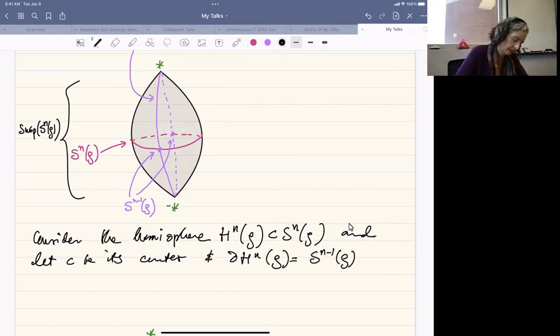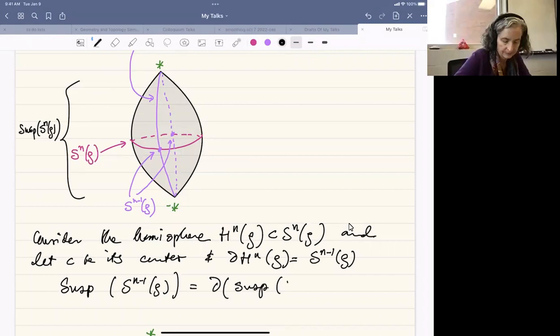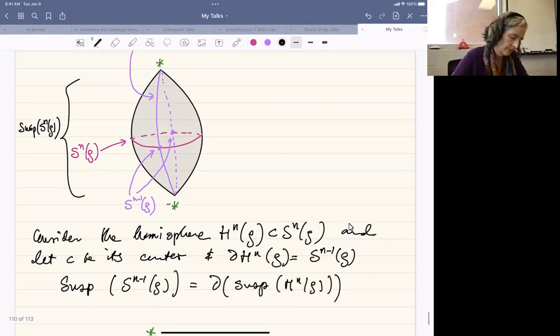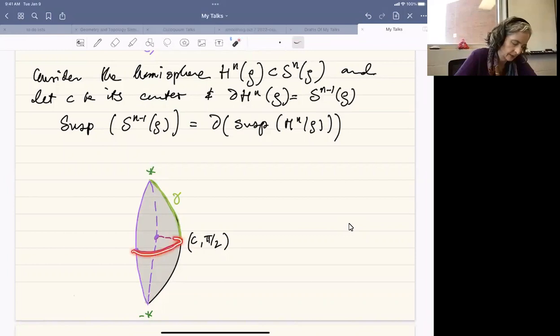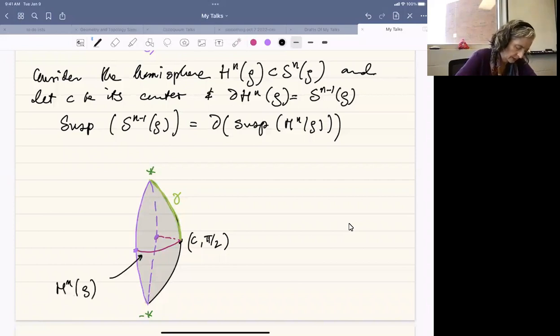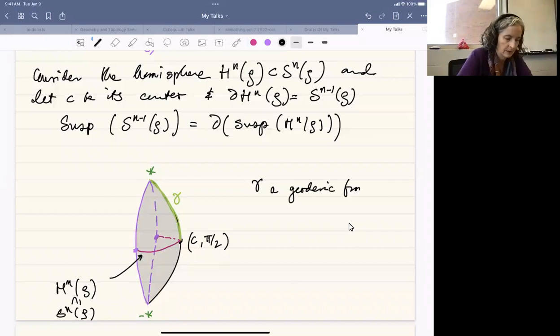So when I suspend everything, the suspension of S^{n-1} of rho, which is my space of directions, is the boundary now of something that's convex, which is this H^n of rho, in positive curvature. Okay, so this is the picture I want to focus on. This is the hemisphere, H^n of rho sitting inside of S^n of rho. And this gamma is going to be just a geodesic from the top suspension point to C, at pi over 2. This C is the center of this H^n of rho.